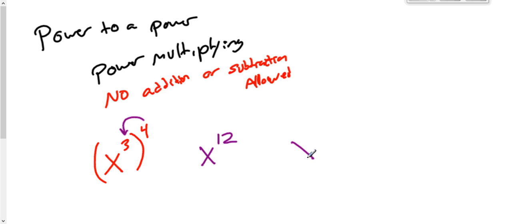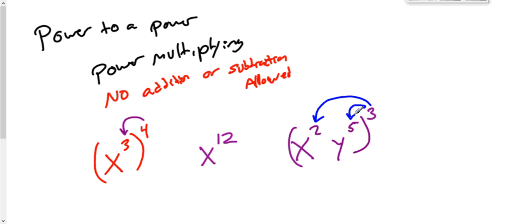I can even have x squared y to the 5th to the third power. The 3 would go with the 2, would go with the 5. That looks a lot like the distributive property. It's true. We get x to the 6th, y to the 15th.